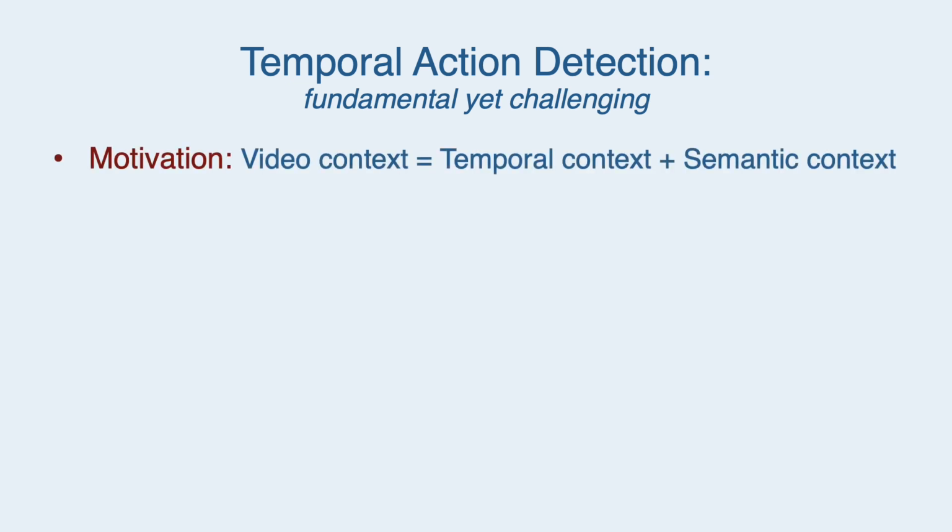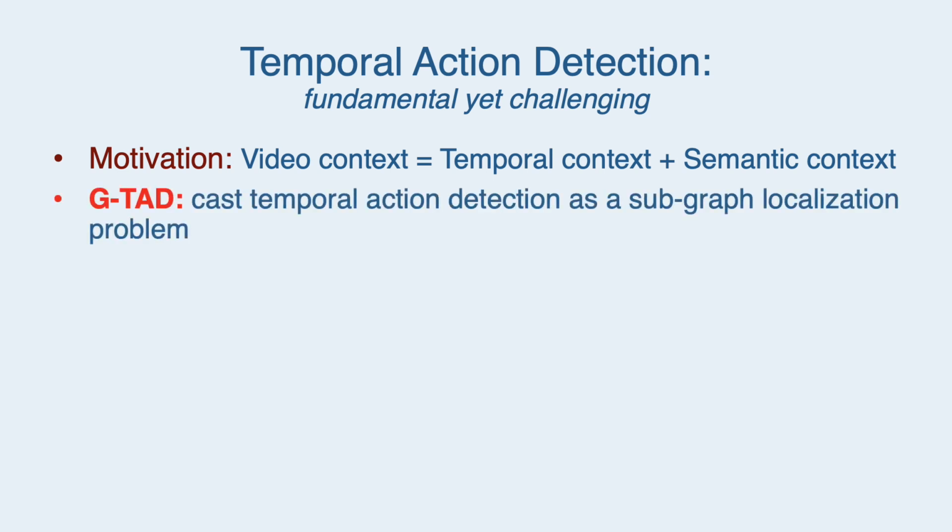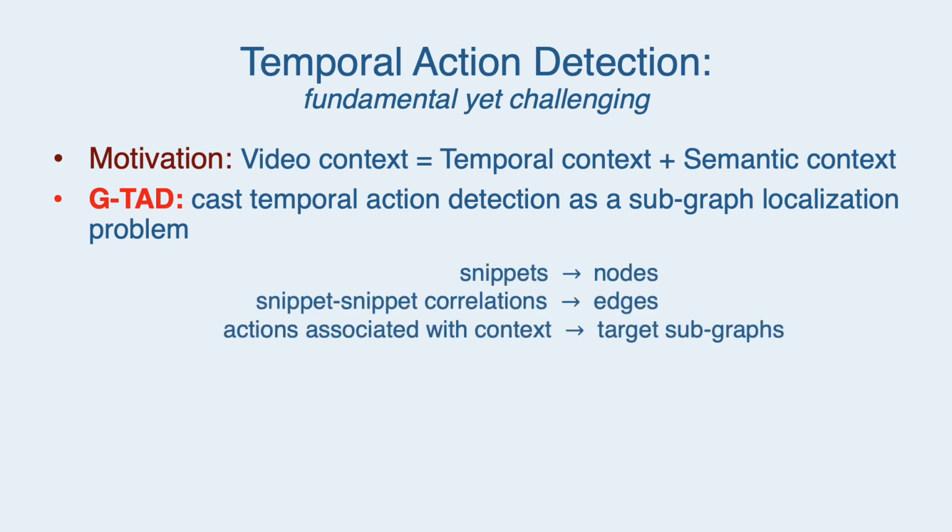Based on the motivation that video context does not only include temporal context, but also semantic context, G-TAD seeks to take advantage of both kinds of context by use of graphs. It casts temporal action detection as a subgraph localization problem. It models all snippets in the video as nodes in the graph, snippet-to-snippet correlations as edges, and actions associated with context as target subgraphs.